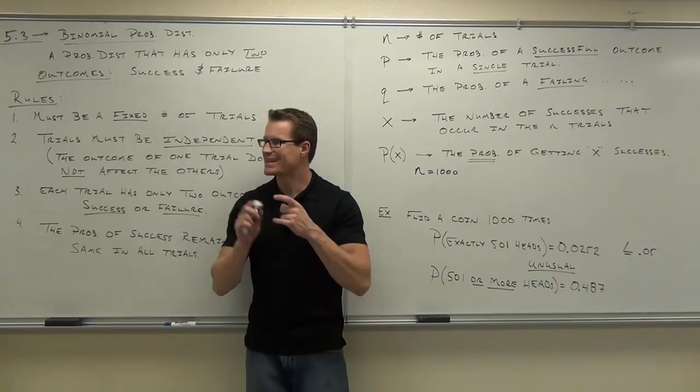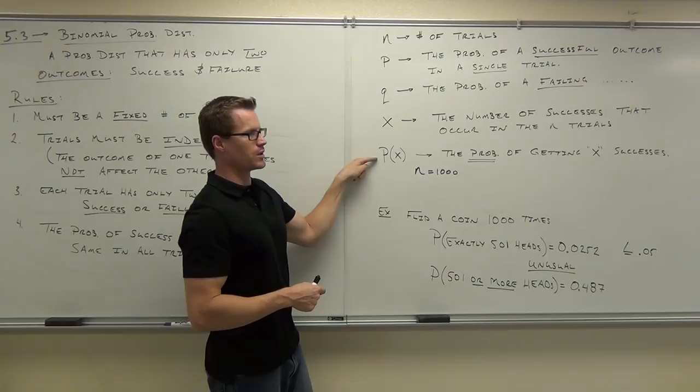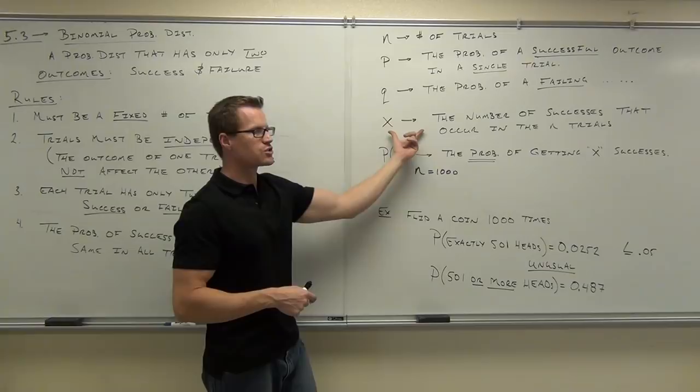And usually people are pretty good at the n, just a number of times repeating something. But they get really confused between this one, and this one. Okay, these are tied together. This is a probability, sure, but this is just a number. Okay, here's the difference between these.